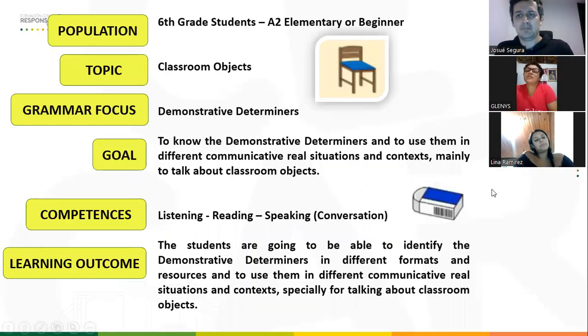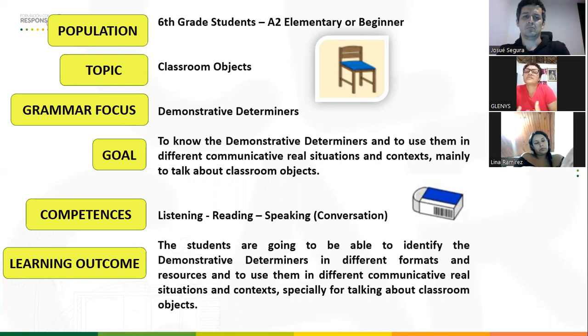The activity that we are going to present to you is designed with the grammatical gap filling technique, also known as space filling. The activity is aimed at sixth grade students with an elementary or beginner level. The topic is classroom objects. The grammar focus is demonstrative determiners.